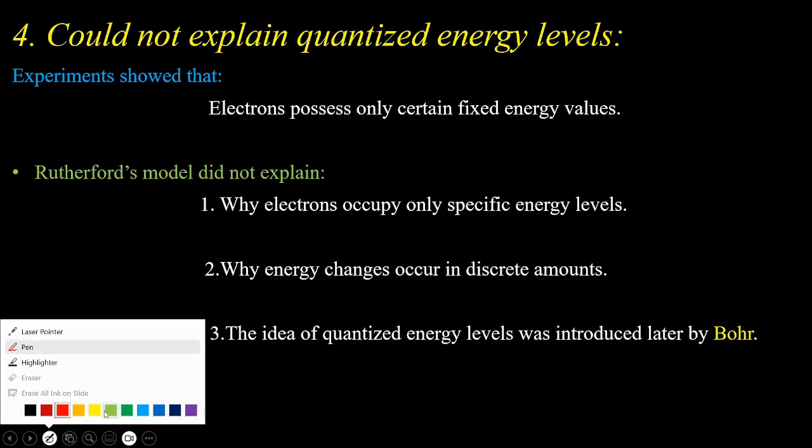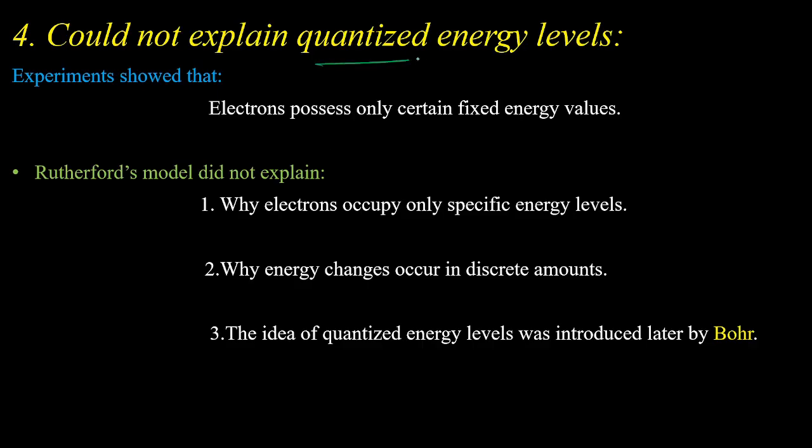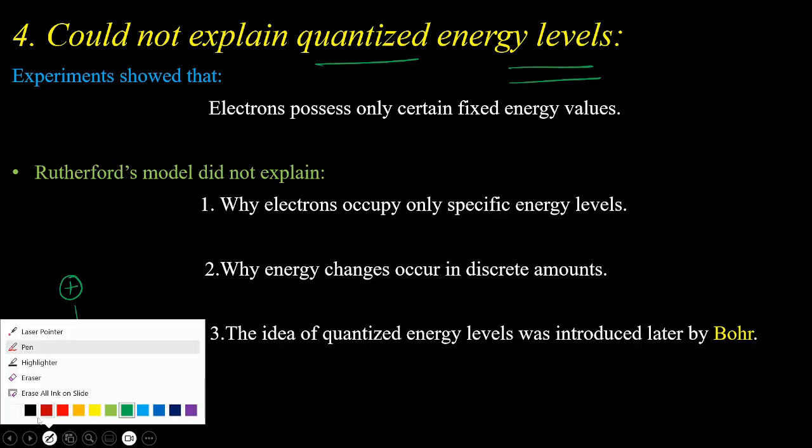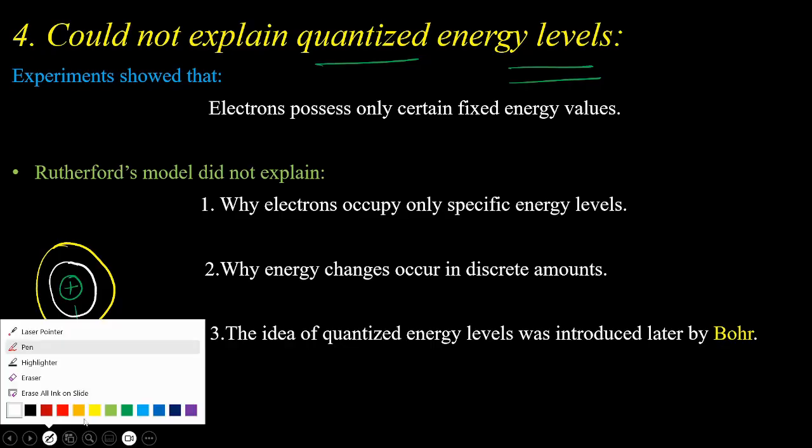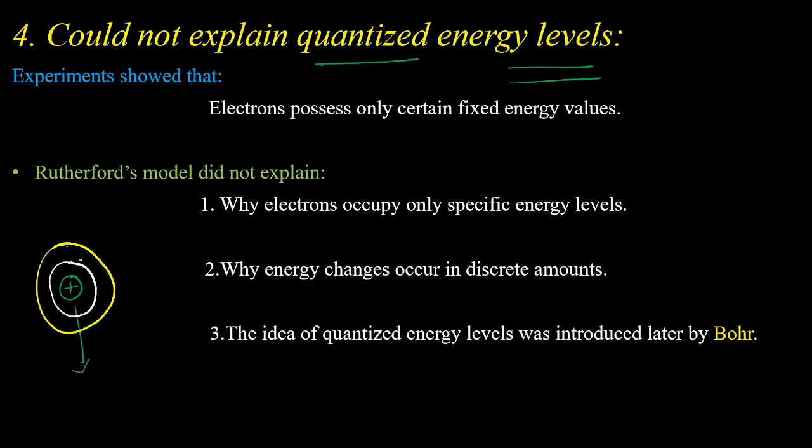Rutherford's atomic model could not explain the quantized energy levels. Rutherford's atomic model stated that atom has two parts. One is the positively charged nucleus, and another is the electronic region where electrons stay and rotate around the nucleus in any circular path, right? So electrons are rotating around the nucleus in any circular path.